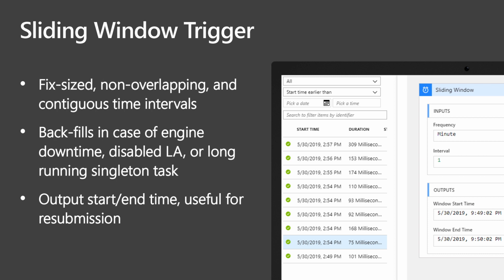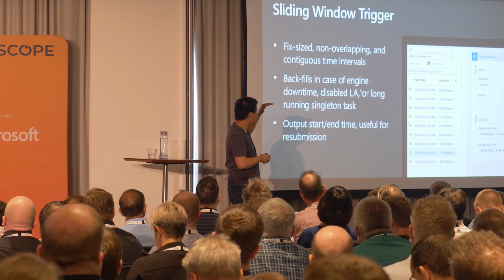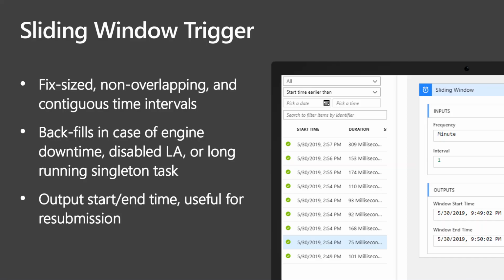Now, with a regular recurrence trigger, it will be like, oh, I'm re-enabled, I'm just going to start from here and continue with my journey, triggering a logic app based on the time you have configured. But you see, sliding window trigger actually backfilled, right? At 2:54 p.m., it actually backfilled all the missed sliding windows. And for each of the windows, it covers that unique time interval.